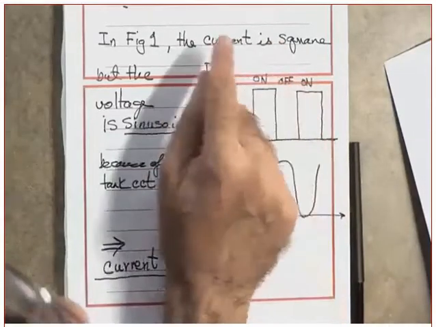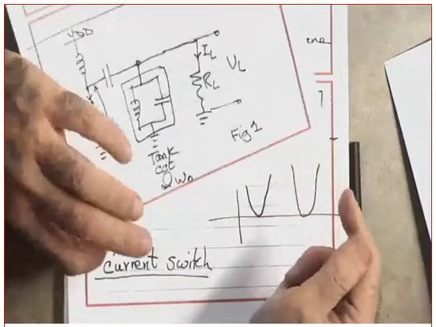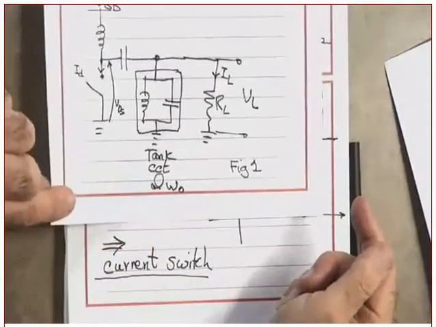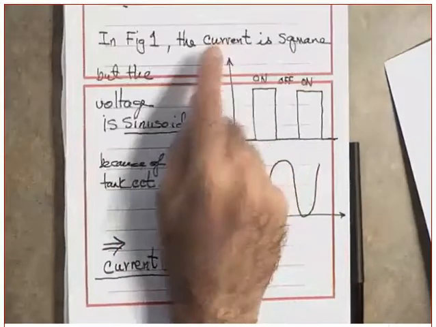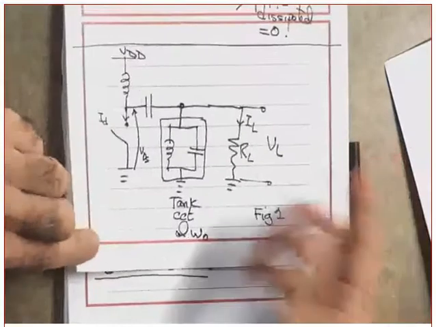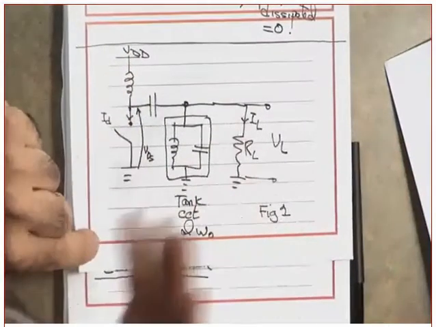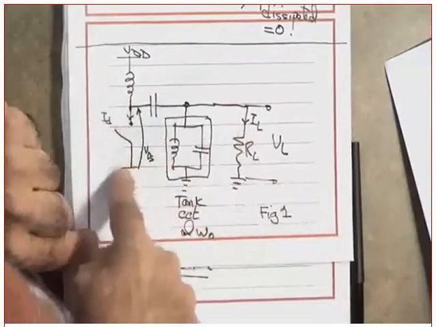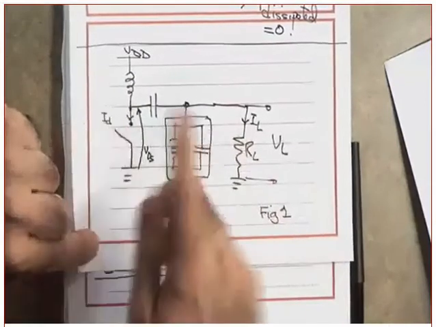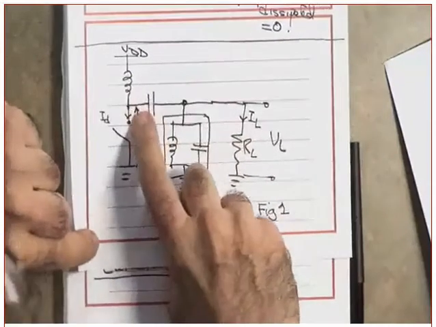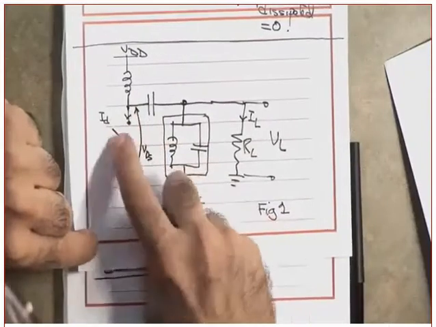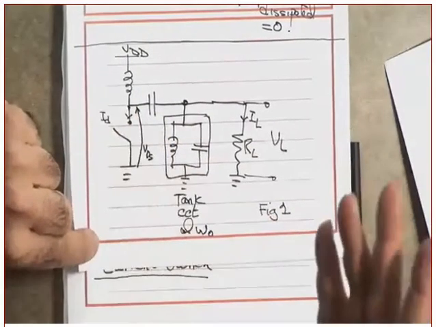I'm not sure you understand what current I am talking about. Can you tell me what current I am talking about when I say the current? A current through the ID, not the load. I'm not talking about the load current. I'm talking about the current through the switch, when it is on and when it is off.